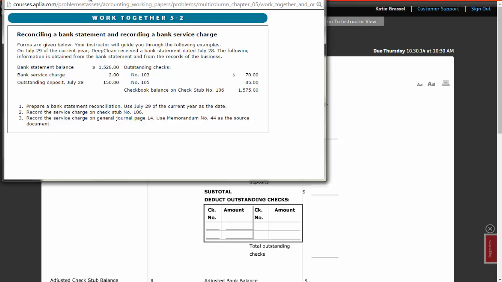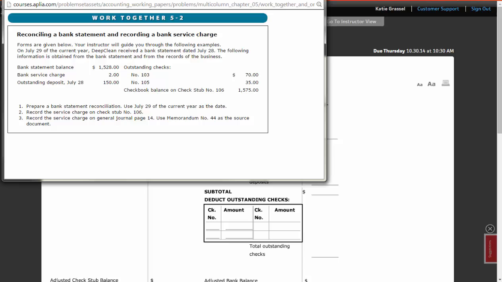On July 29th of the current year, Deep Clean received a bank statement dated July 28th. The following information is obtained from the bank statement and from the records of the business. The first thing that we notice is there are two dates. Okay? The first date is the date that we received it, and the other one is the date of the statement. When we reconcile our bank statement, what date are we going to do it on?